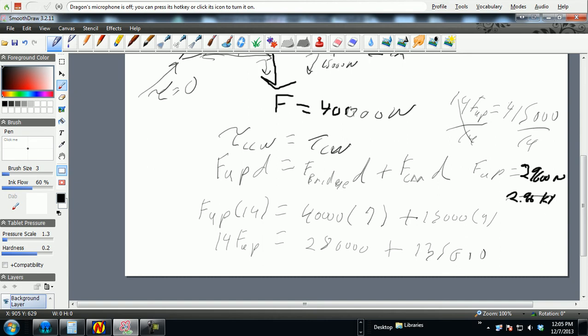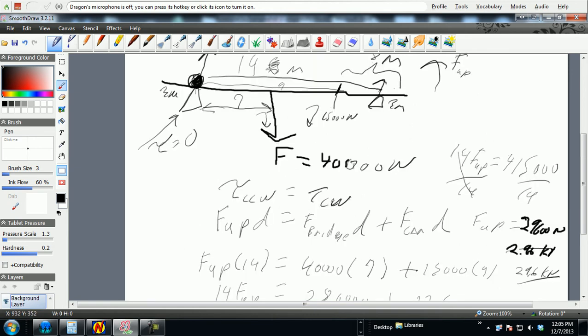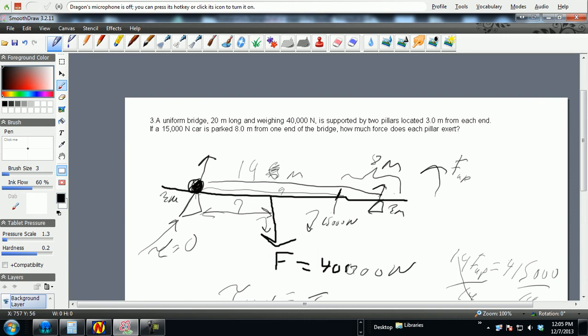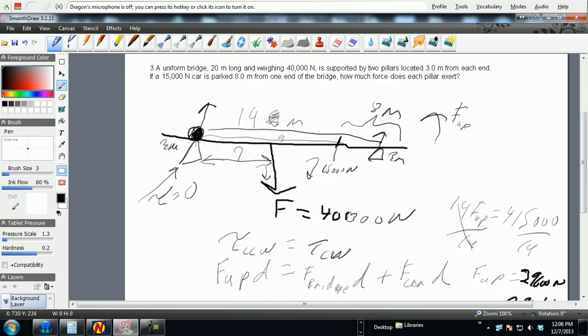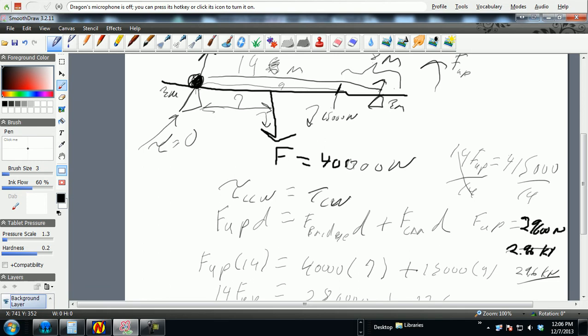Sorry, or 29.6 kilonewtons. That is the force on the pillar. That's the force that each pillar is pushing up. Okay? How much force does each pillar exert? That's example number 3. Example number 3 for rotation equilibrium.